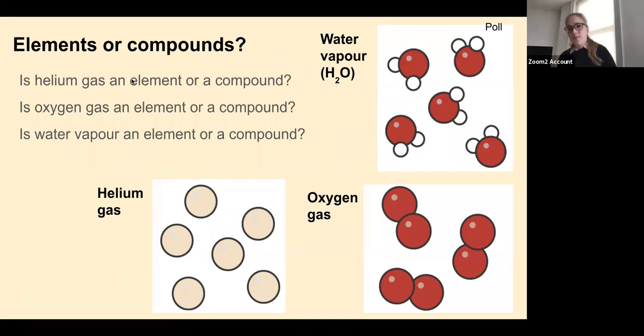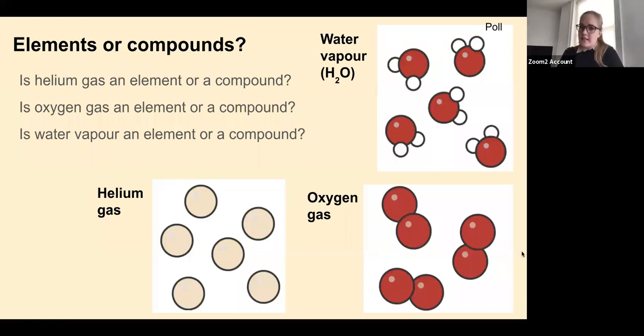Perfect. Let's go over the answers to these questions. Starting with the first one: is helium gas an element or a compound? Most of you said that helium is an element, and that is indeed the case because helium gas consists of just one kind of atom. This sample of helium gas just contains helium atoms. So it's an element.